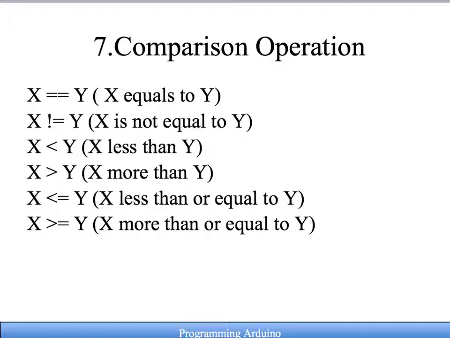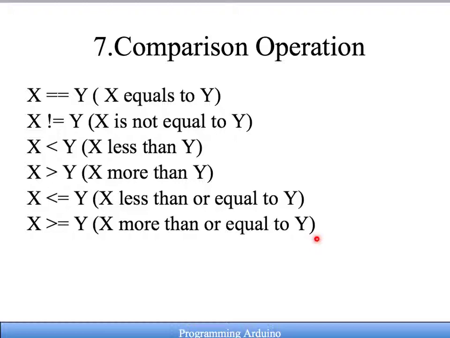Comparison operations are a way that you can compare two values together. For example, x and y, using the symbol double equal. If you use x not equal y, it means x is not equal to y. Also x less than y, x more than y, x less than or equal to y, and y more than or equal to x. This is an example of the comparison operations.